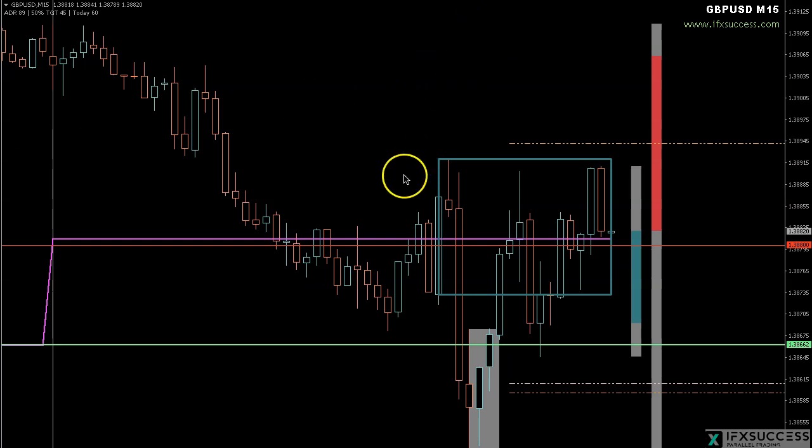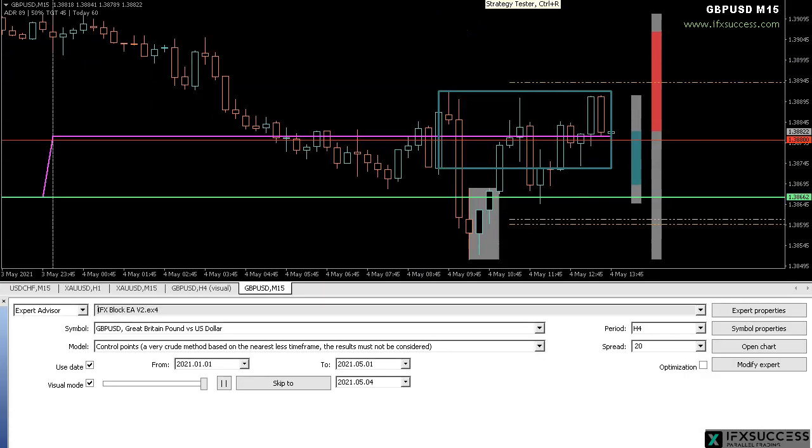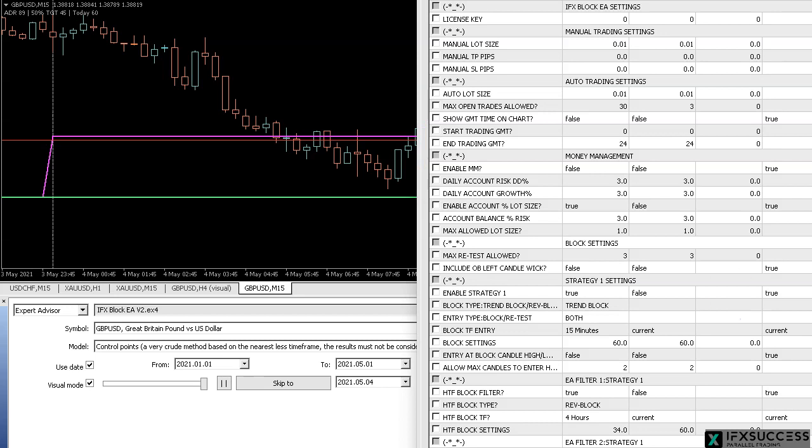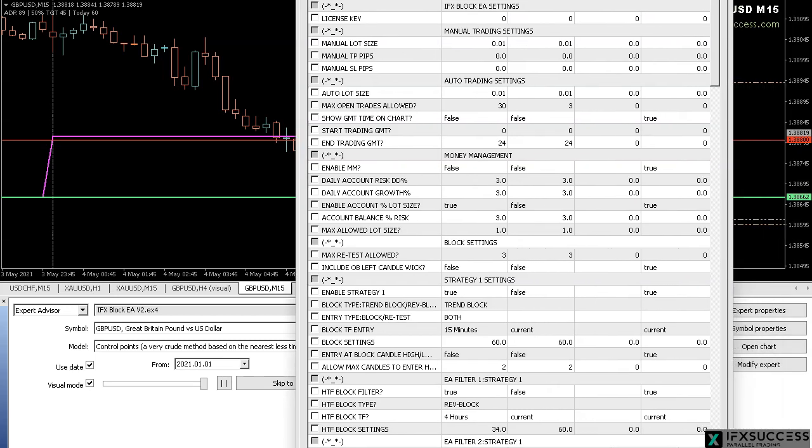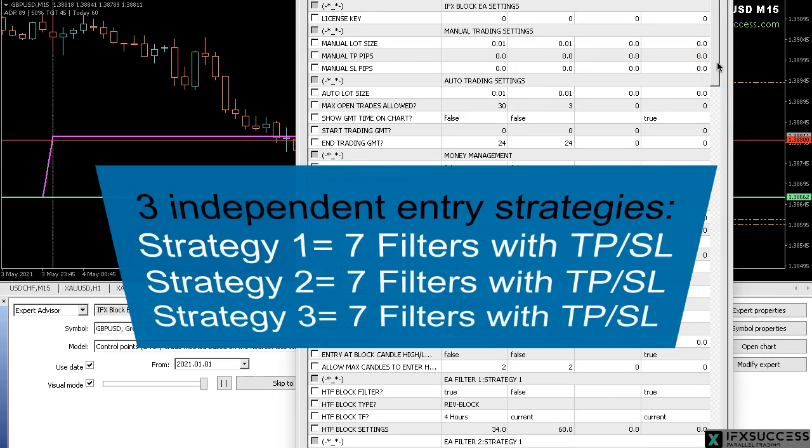So now that you have an idea what we can work with in here, let's talk about the robot. The robot is going to be an IFX block EA because it is based on blocks, right? We have the reversal block and the trend block. Then after that, we can just add any filters that we wish in order to filter and get better entries. So why do I say that we have 3 robots in one? Well, because we have many filters. We have strategy 1 and strategy 2 and strategy 3.